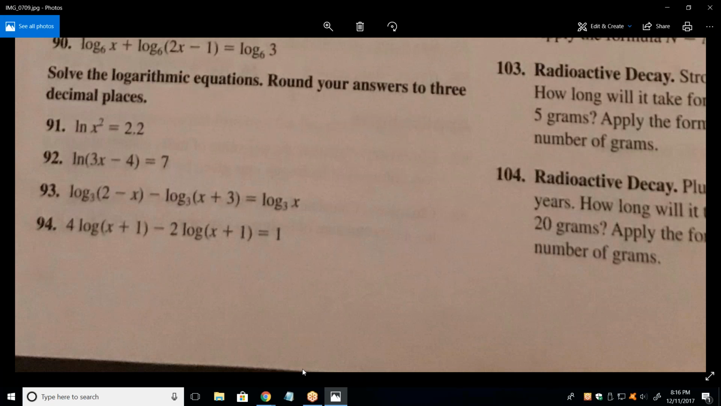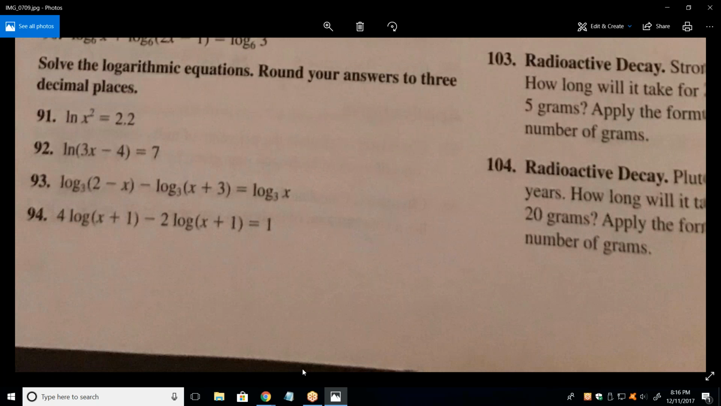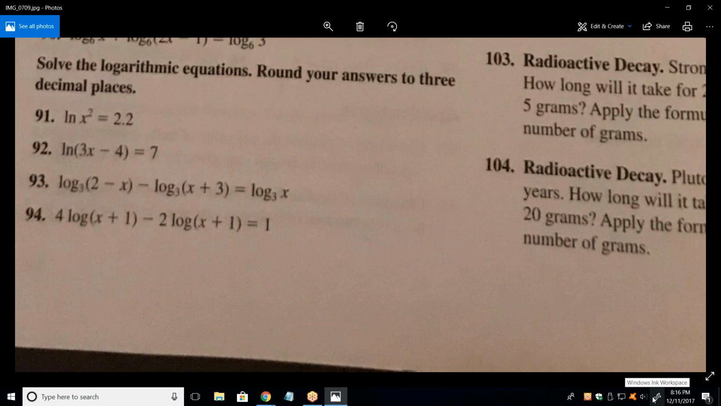Okay, so log of x squared equals 2.2. How am I going to solve that? When you have to solve it with e, somehow. I can do something first. Do the exponent of 2, move the natural log over, so the 2 moves in front.